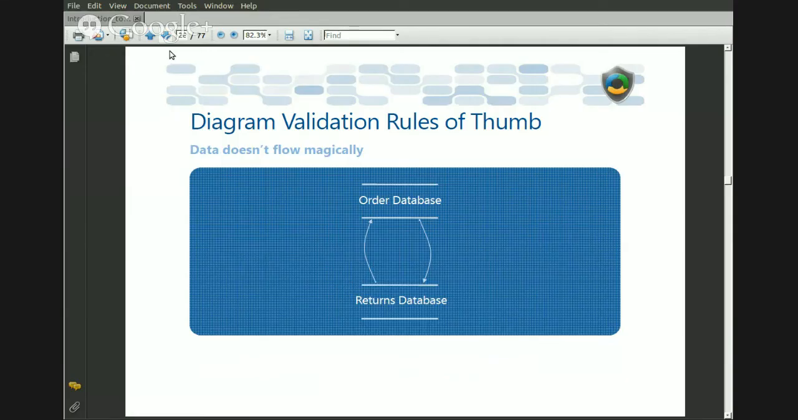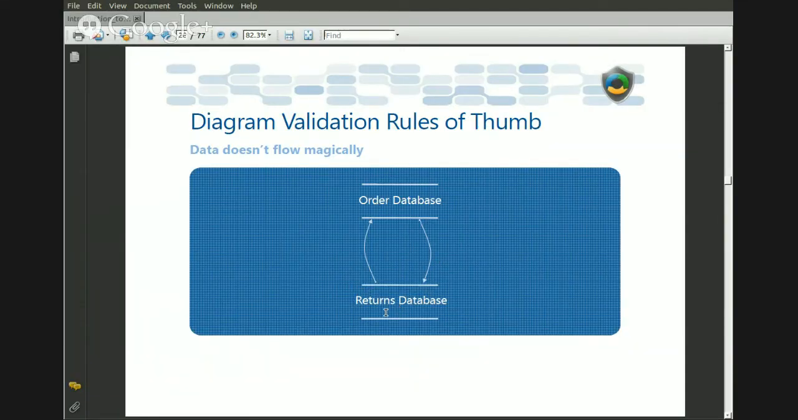And then here it's just showing that data doesn't flow magically. Basically, you need to show how the actual data flows through the entire system. Here you just see an order database, return database, the orders received, returns, and then it sends information back to the return database. And then it goes through a process. So you see that it gets further and further. The further you go through, the more and more detail it gets.